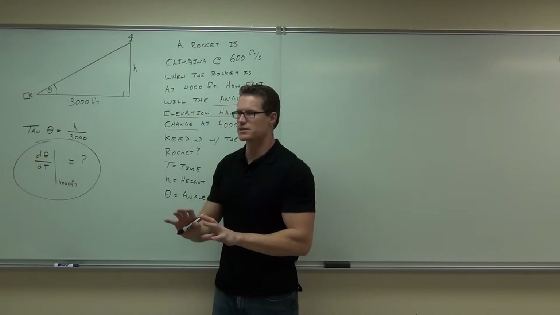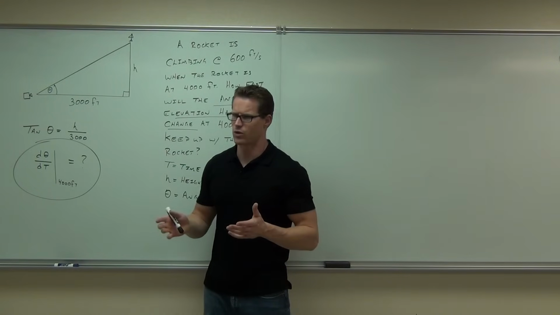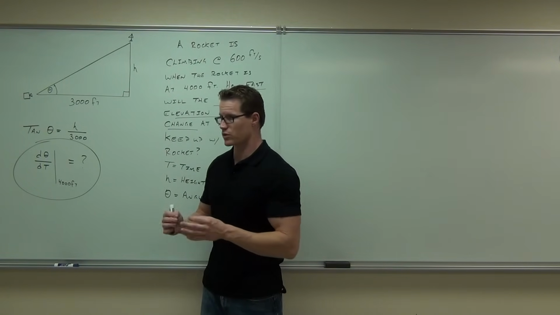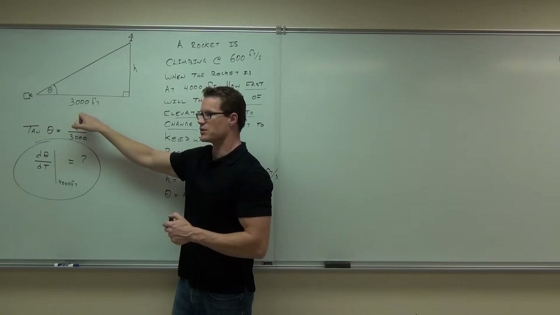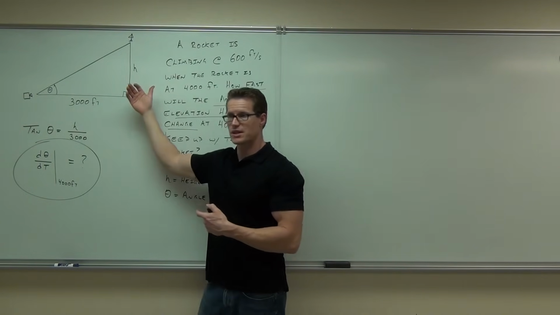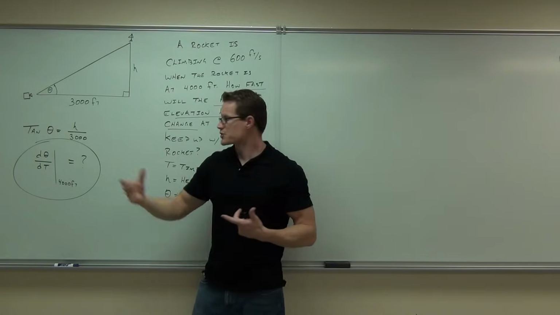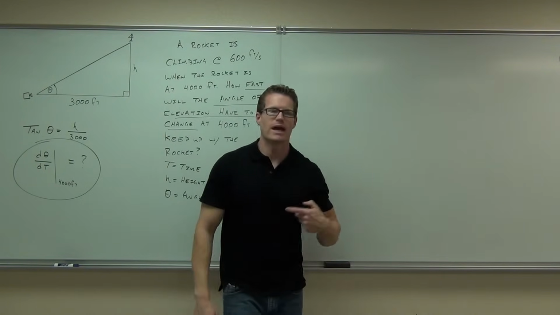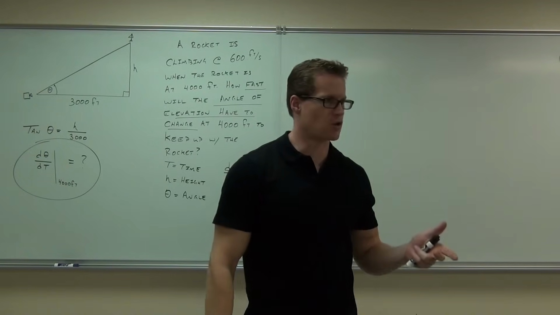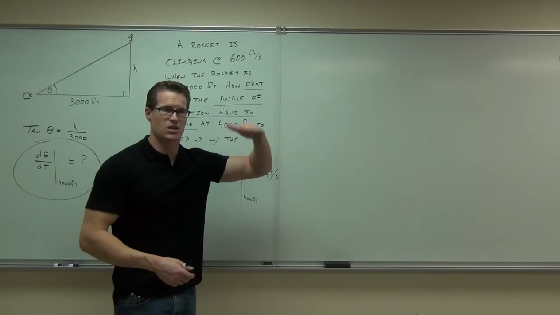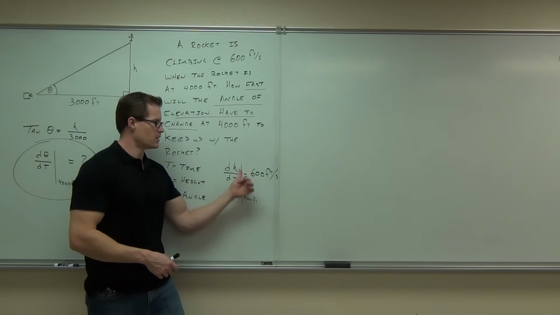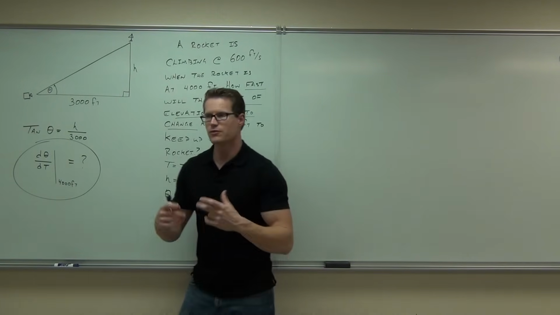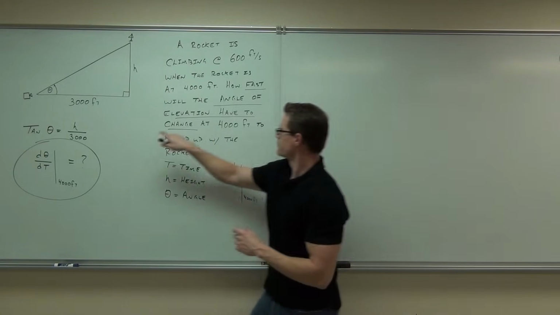That's really on you guys. The formulas usually aren't horribly bad, but you've got to find one that works for you. In our case, we know that tangent of theta is height over 3,000. 3,000 was a constant. H is one of our variables we need to relate, so that does it for us. Then we identify what our rates of change are. The height is changing at 600 feet per second. This is the change in height compared to time, 600 feet per second. What we're looking for is the change in angle, right there.